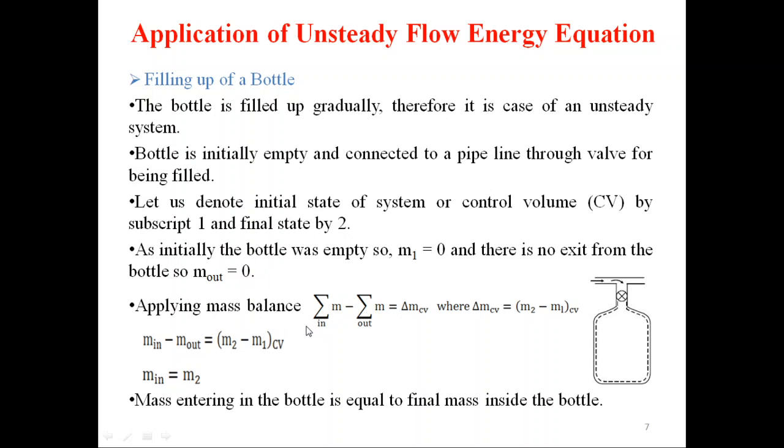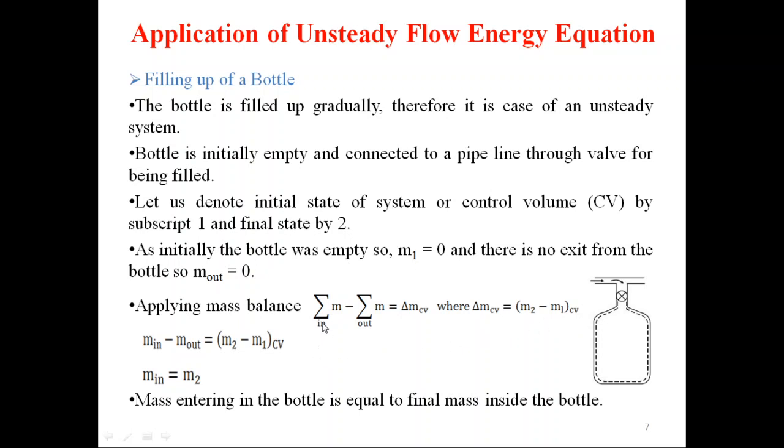Now if we apply the mass balance, not in rate form, we can say mass entering minus mass leaving will be equal to the change in mass of the control volume, and the change in mass of the control volume, that is delta m cv, will be equal to m2 minus m1 for the control volume.